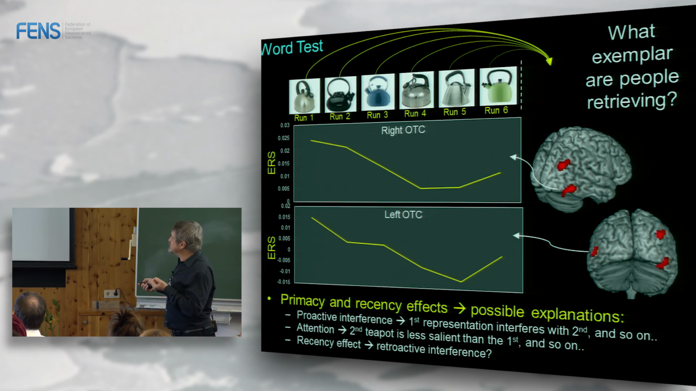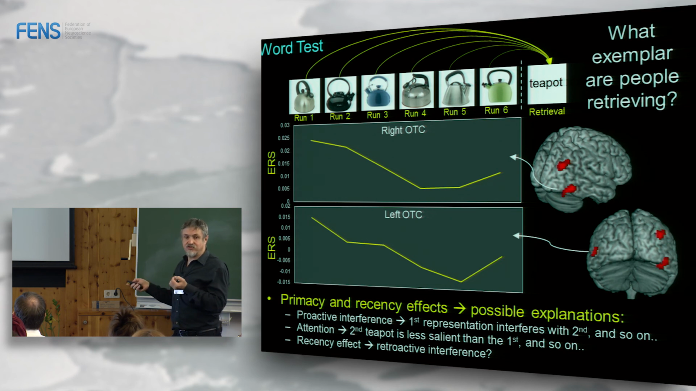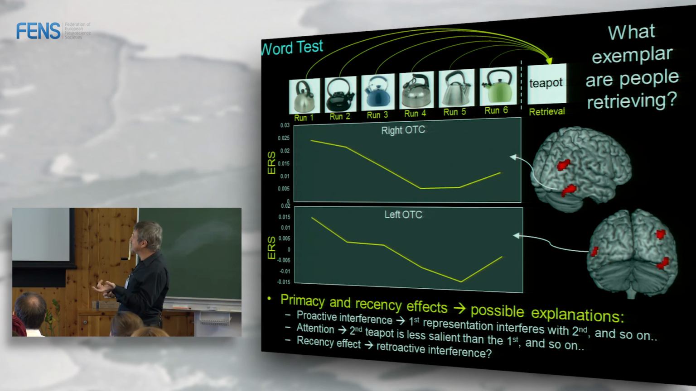Another analysis we did is to compare each of the 6 runs, to compare the similarity with the test. So we calculated the T-pod presented in each of the runs separately, and we found that in these occipital regions there was a primacy effect. So when I asked you, did you see a T-pod, you are primarily retrieving the first T-pods that you saw, rather than the last one. Which is interesting because the primacy effect, of course, has been studied more in working memory, but we know primacy effects can be seen also in long-term memory.